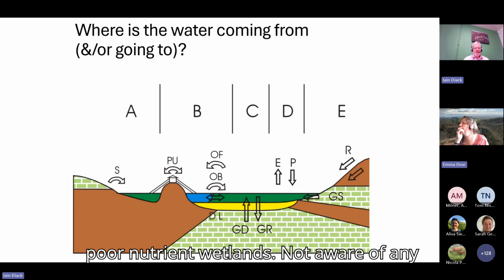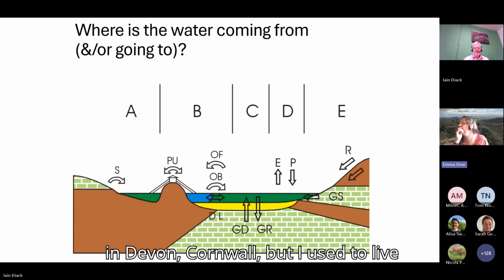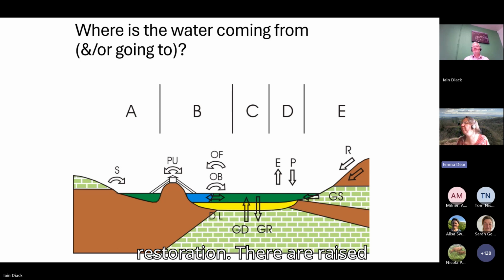Counterintuitive, but raised bogs are poor nutrient wetlands. Not aware of any in Devon, Cornwall, but I used to live near Lochar Moss, Dumfries, which I believe is the largest lowland raised bog in Europe, now undergoing some restoration. There are raised bogs in Devon.